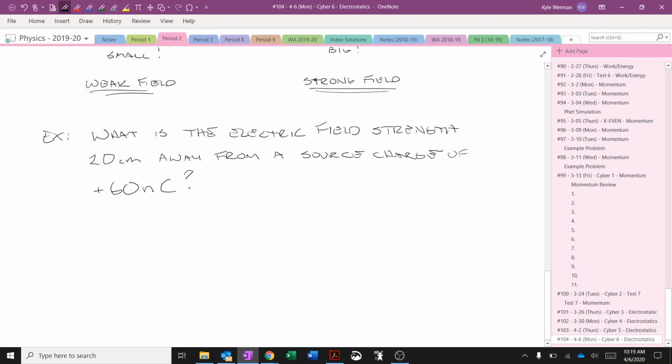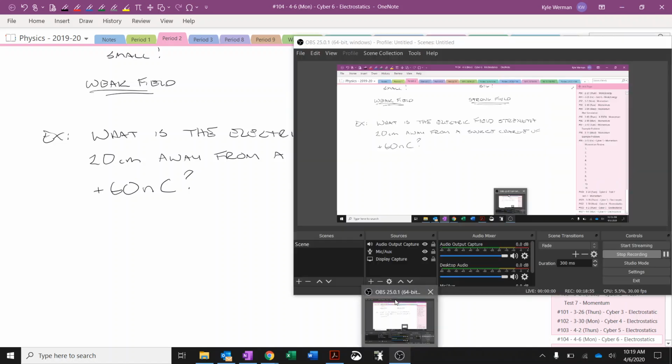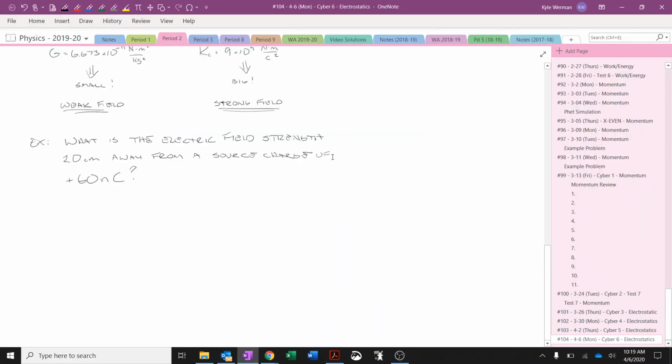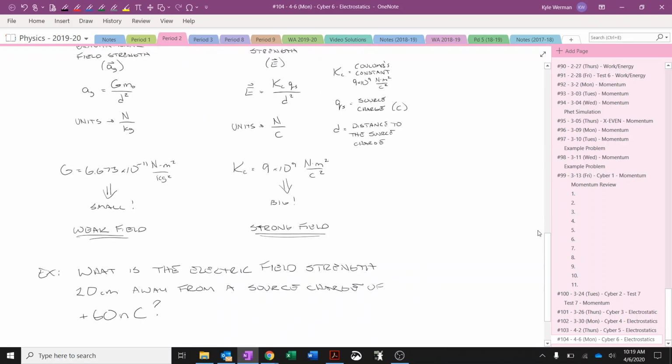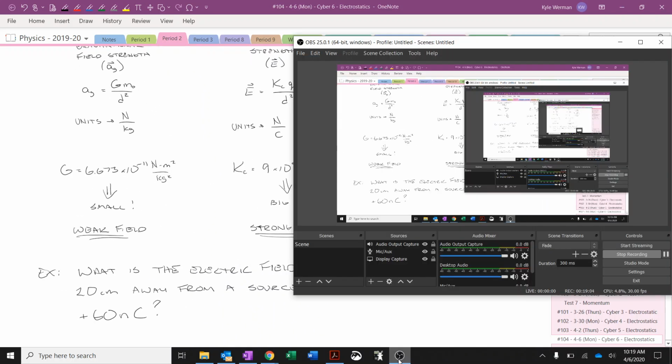I'm going to pause my screen capture, and I want you guys to write that down, and individually I want you to use those equations that we just did. I'm going to zoom in here so you can see your equations. There's your equation and your constant. And I'm going to pause my video and let you guys get to work.